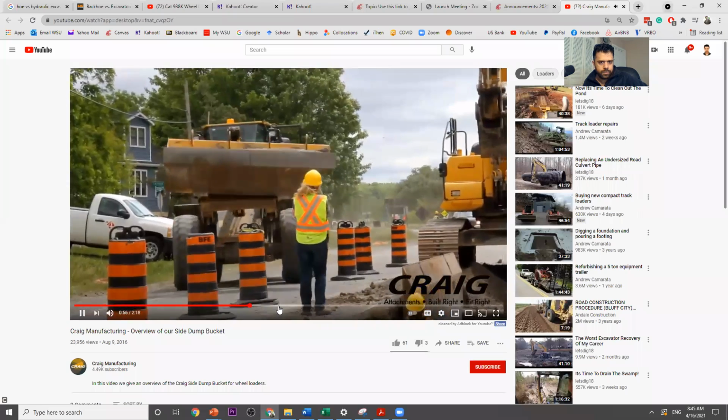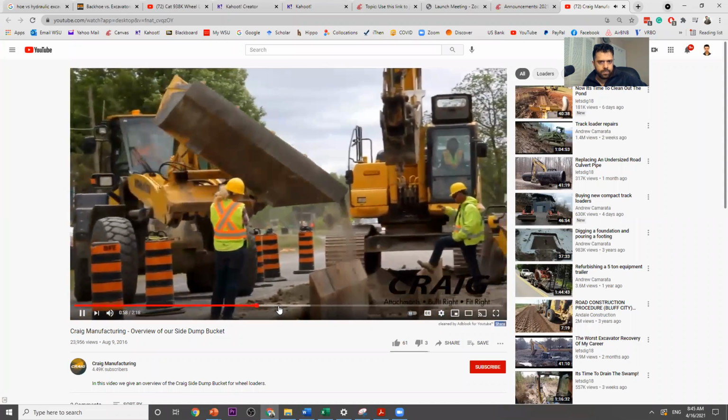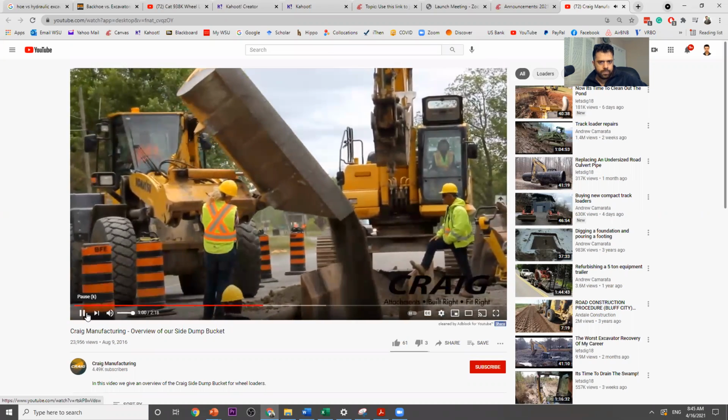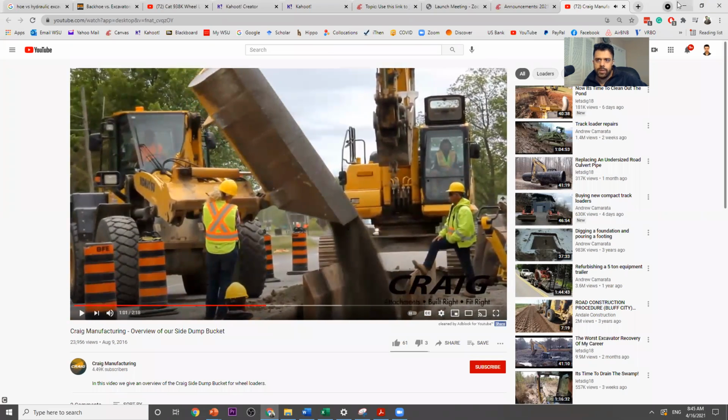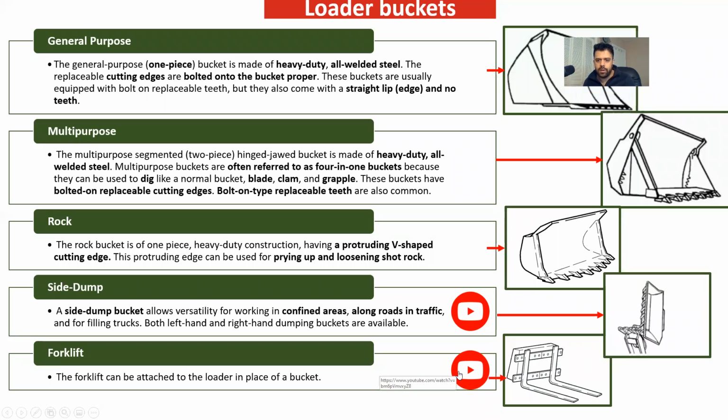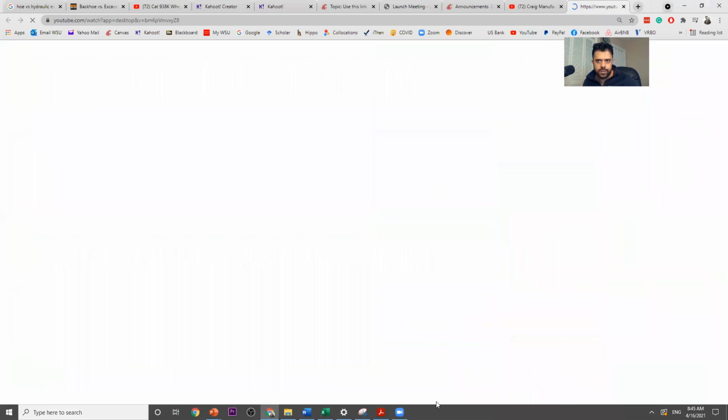Truck or trench and dump the bucket sideways hydraulically and eliminate excess loader travel and lost time. Yes, so it eliminates longer travel because it can just do it sidewise. So how about the forklift?